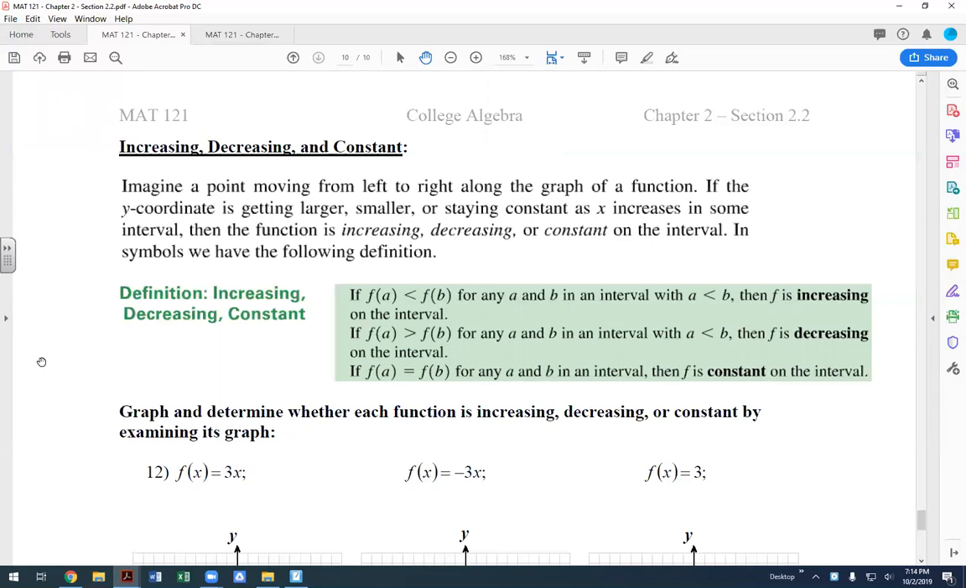As we go from left to right, if f of a is going to be less than f of b, when the value of a on your x-axis is less than the value of b, we're saying our function is increasing, because as I'm going from left to right, f of a is the smaller number, f of b is the larger number, right? So we're increasing. If the first number is greater than the second number, that means my function is going down. We are decreasing, and if they stay the same, we're traveling horizontally.